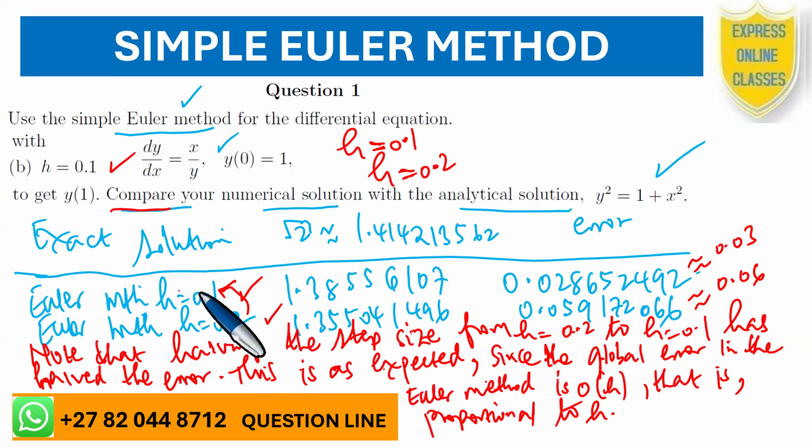So in other words, the smaller the h, the smaller the error. If you halve the h, you halve the error. In other words, you get results that are more accurate. But also at h equals 0.2, our approximate result is 1.355.